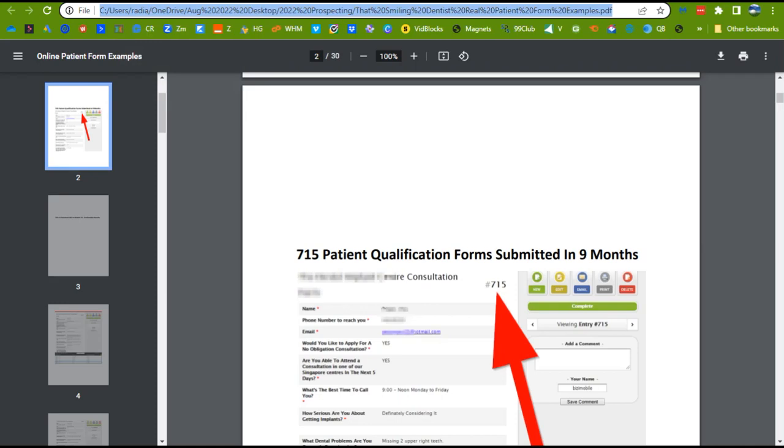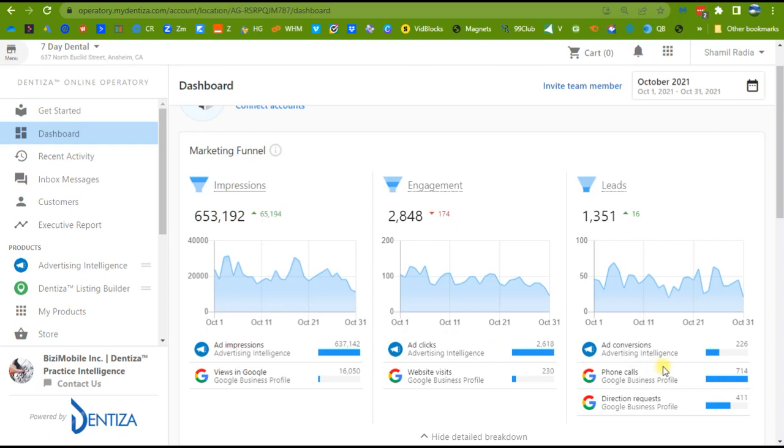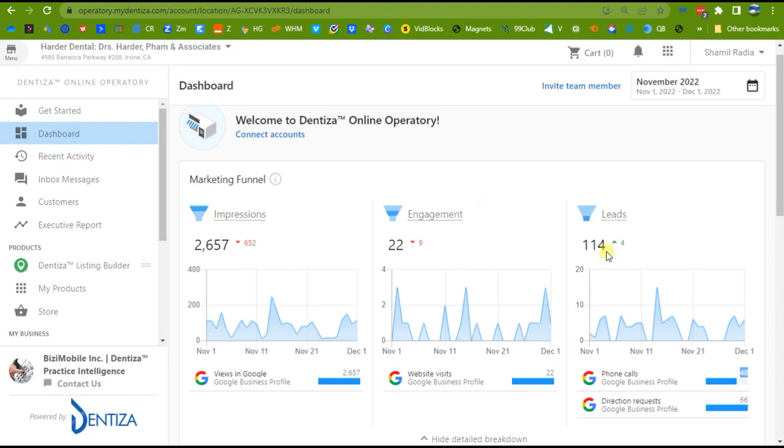If we're looking at, say, 7-Day Dental, and you look at the amount of ad conversions they got in October 2021, that was 226, they had 714 calls directly into the practice. Whereas a practice that wasn't too far away from them that does nothing got 48 calls. So it's much different when you're actually doing something and you're in front of people.